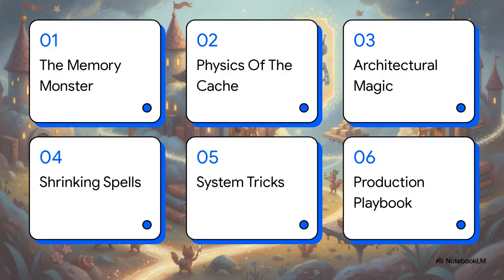Here are our chapters today. We'll start with The Memory Monster Awakens, dive into the physics of the cache, explore architectural magic from GQA to MLA, look at shrinking spells like cache quantization, cover system tricks with paging and prefixes, and finally, put it all together in your production playbook.